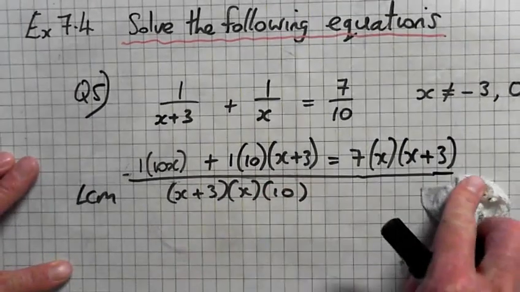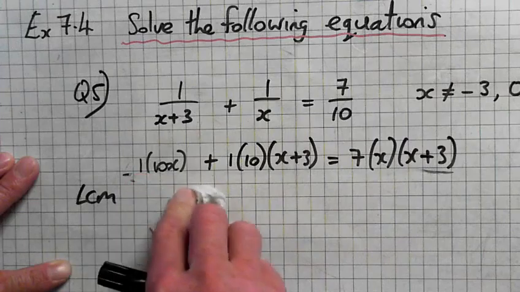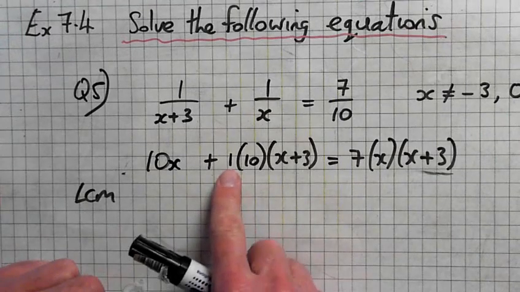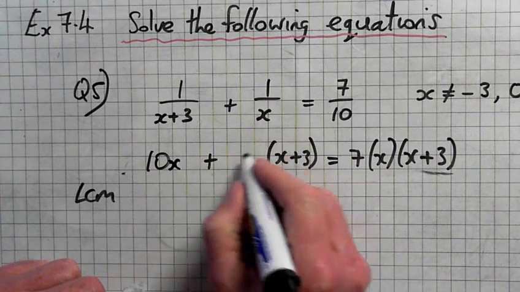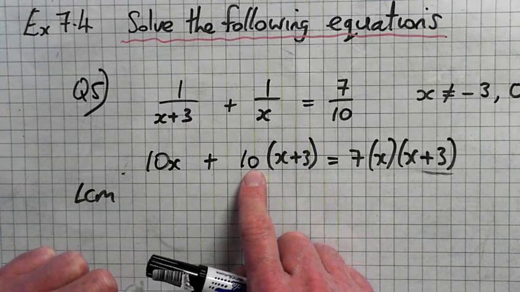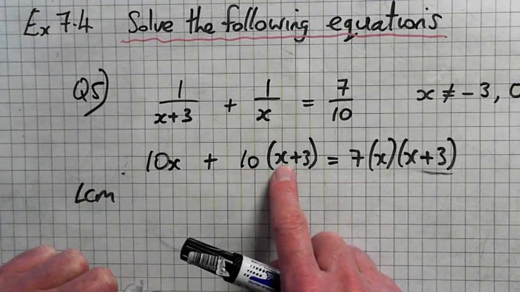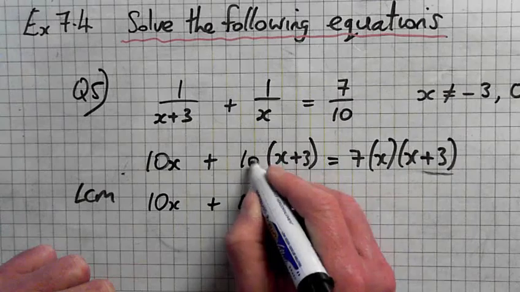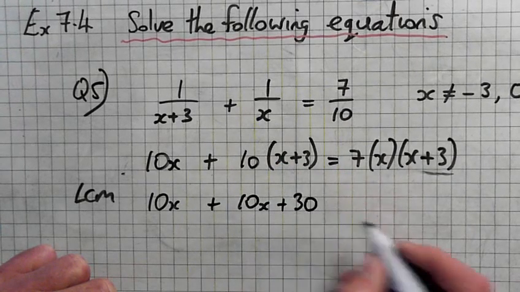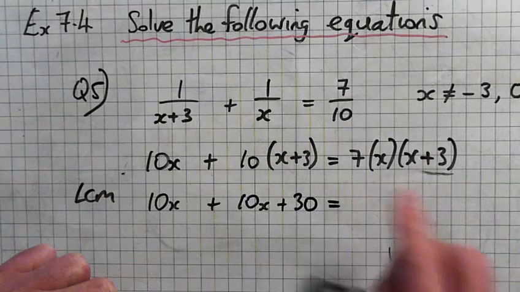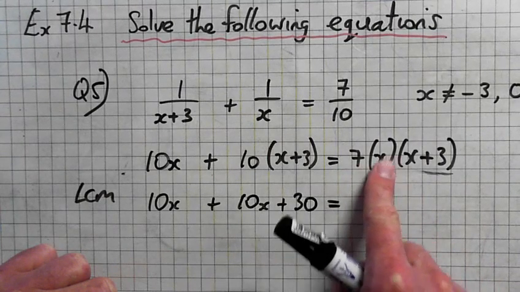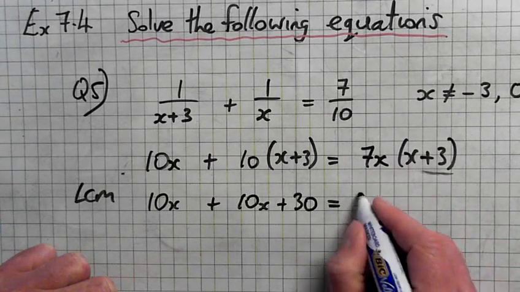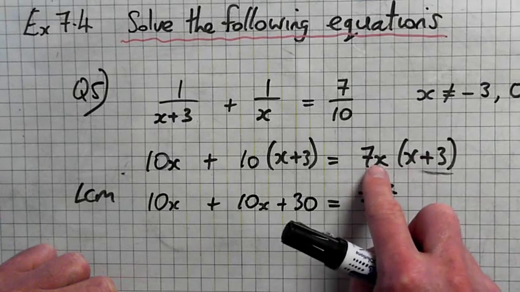I'm not interested in the bottom line anymore. 1 times 10x. 1 times 10 is 10. Multiply, look up. 10 times x. 10x. I'll write it on the next line. 10 times 3. 30. Equals. Now I'll just multiply 7 times x here. What's 7x times x? 7x squared. What's 7x times 3?